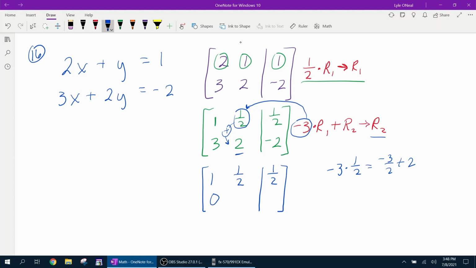So if I use a common denominator, first I'm going to take that 2 and fraction it up, and then multiply top and bottom by 2, and that'll give me negative 3 halves plus 4 halves, which is 1 half. And that'll be the corresponding element in row 2.